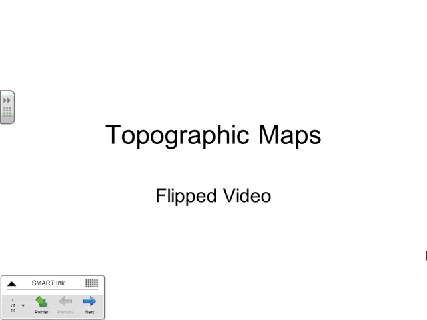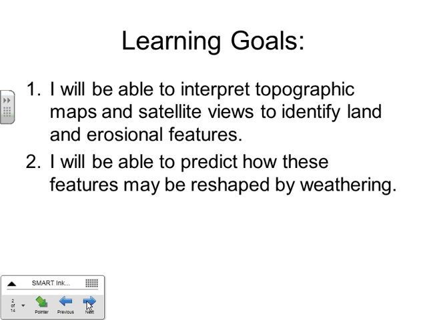Hey guys, this is Miss Palmer, and we're going to talk about topographic maps. Make sure you have your note sheet ready to fill in missing information. Our learning goals are that you should be able to interpret topographic maps and satellite views to identify land and erosional features, and you should be able to predict how these features may be reshaped by weathering.